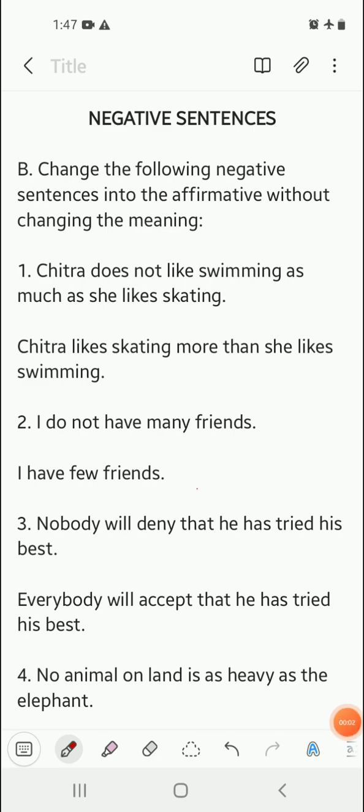We are going to discuss how to convert an affirmative sentence to negative sentence without changing the meaning. So here, see, Chitra does not like swimming as much as she likes skating. So there is "not" used, which means it's a negative sentence. You have to convert it into affirmative without changing the meaning. So first of all, remove this "not".